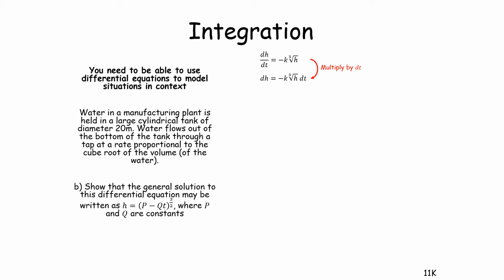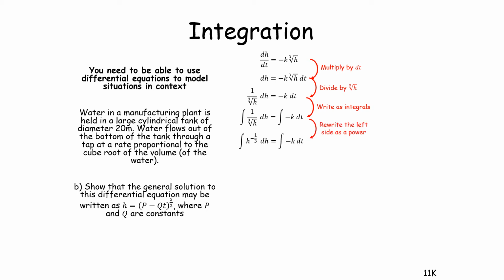So first of all, I'll take my dt on this side, and then I could take the cube root of h on the left hand side, and now I'm ready to write as an integral. So we know the cube root of h, when you take it off the top, will be a negative power, so it will be h to the power of minus a third dh. Using basic integration we could work this out, because you're simply adding 1 to the power and dividing by the new power, and minus k is a constant, so when you integrate a constant, you just write minus kt, and then we have to make sure we put plus c just on one side.